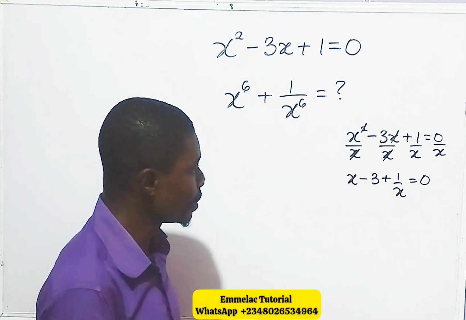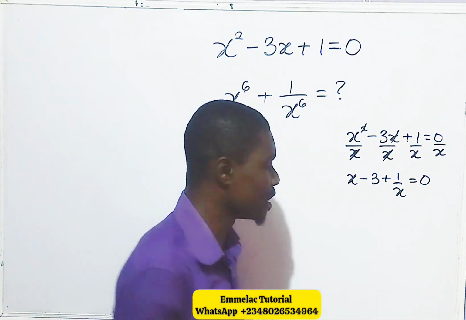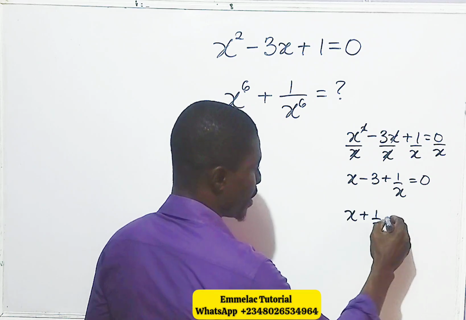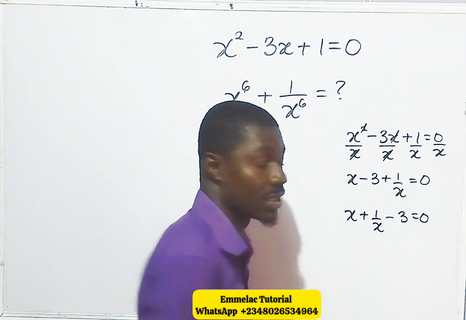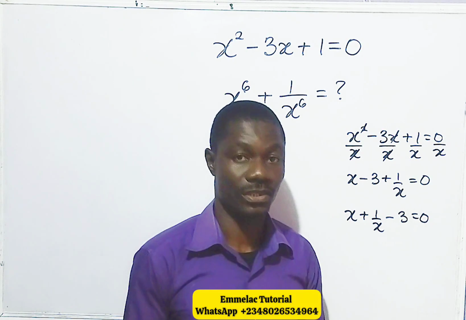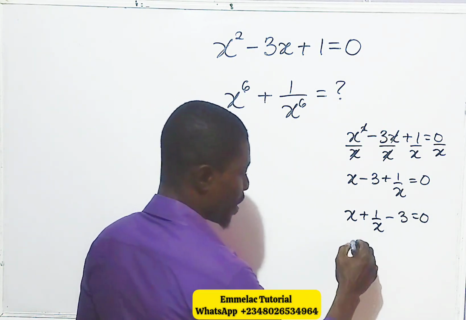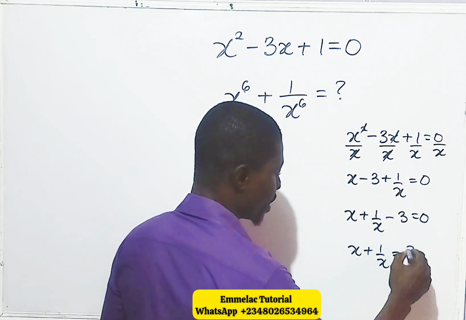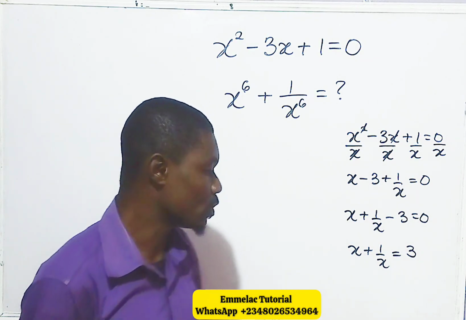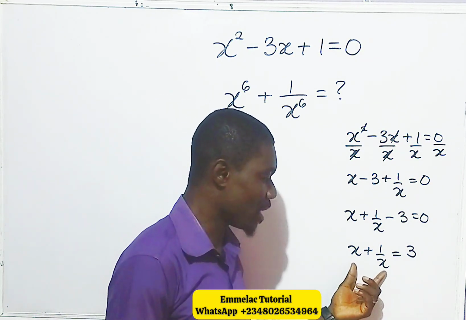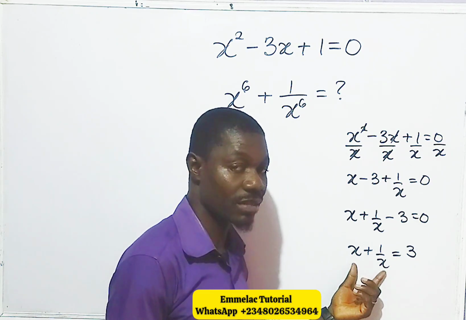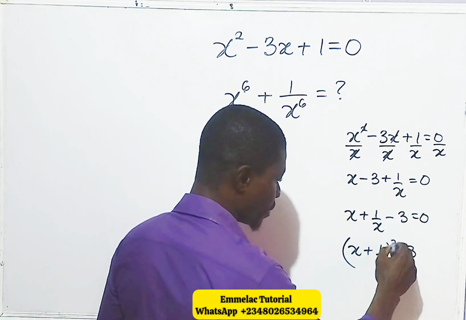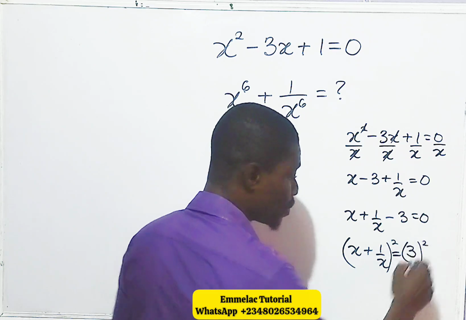Okay, so let us rearrange this. This gives us x plus 1 all over x, then minus 3 equals 0. If we add 3 to both sides, then we have that x plus 1 all over x equals 3. So at this point, now let's raise both sides by 2 first.